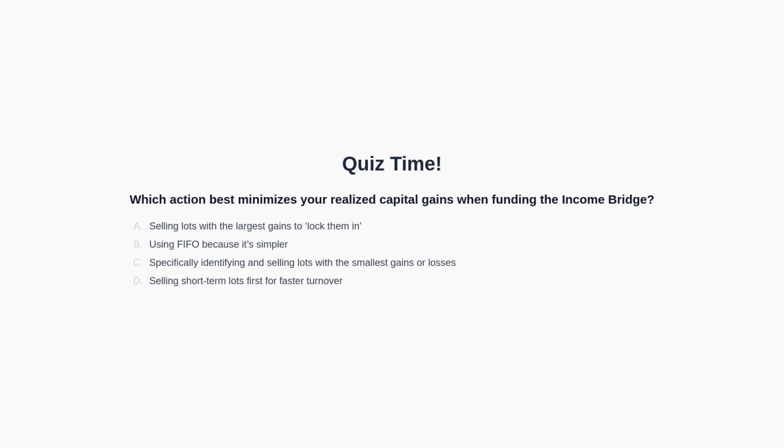Quiz time. The question is, which action best minimizes your realized capital gains when funding the income bridge? Option A. Selling lots with the largest gains to lock them in. Option B. Using FIFO because it is simpler. Option C. Specifically identifying and selling lots with the smallest gains or losses. Option D. Selling short-term lots first for faster turnover. You may pause the video now to think about the answer. We will discuss the answer in the next section of the video.